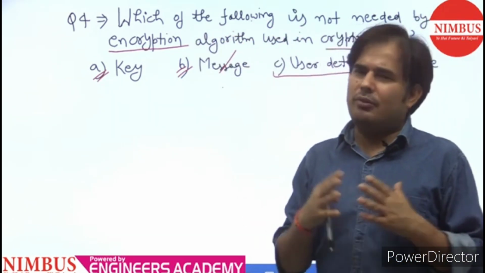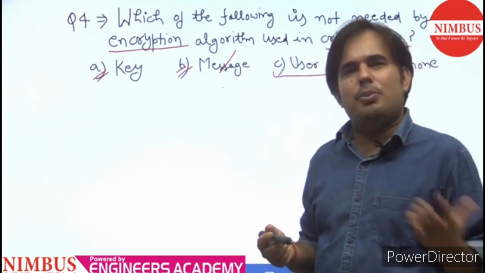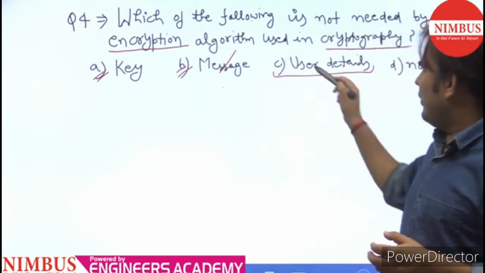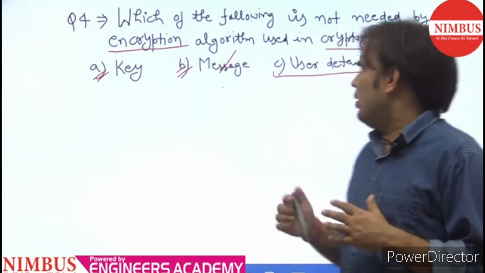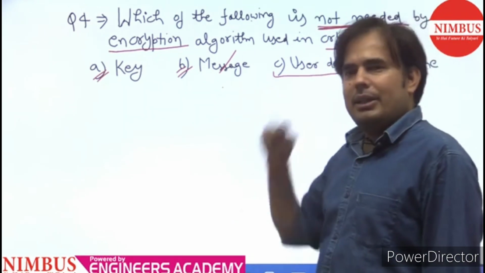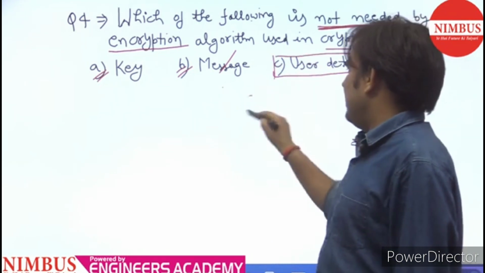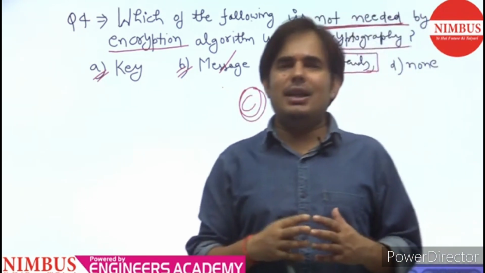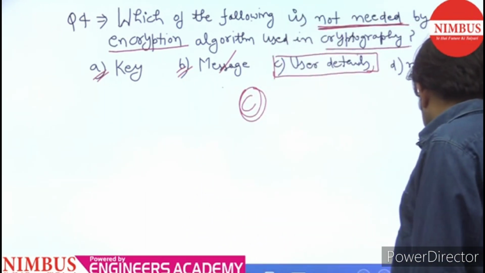As we know very well, we require a key for the encryption, either a public or private key. Yes, we require the message. Yes, we require plain text. And do we require user details for the encryption? No, we don't require user details for the encryption. So here it is asking what is not needed by the encryption algorithm used in cryptography. So clearly you can give answer C. That is the type of question they can ask, logical questions. So let's see the next question.